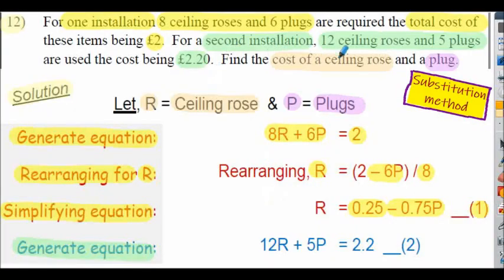And then generating the second equation given the information in the question. This time we have 12 ceiling roses plus 5 plugs is equal to £2.20 or 2.2. That's labelled as equation 2, purely for reference. So those are two equations. We're now going to solve for the unknowns r and p.